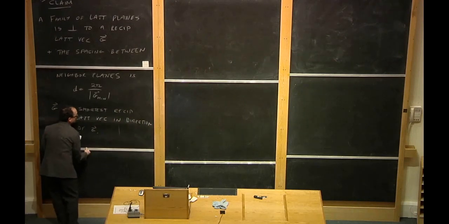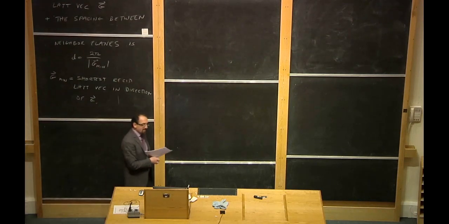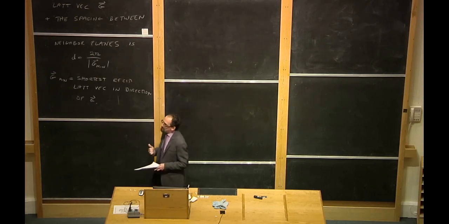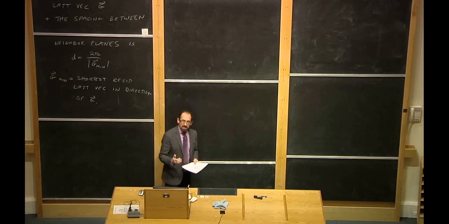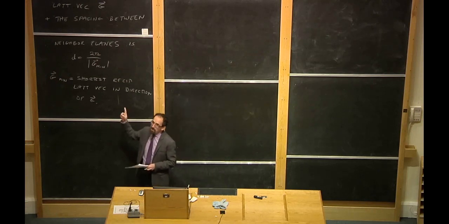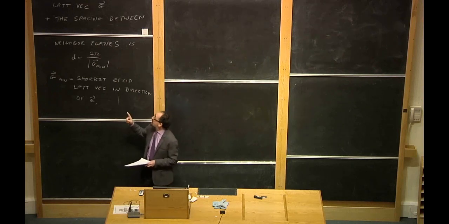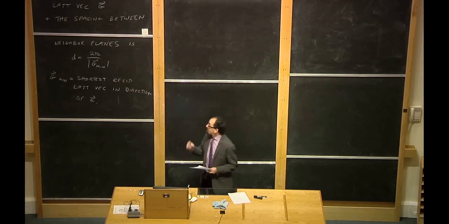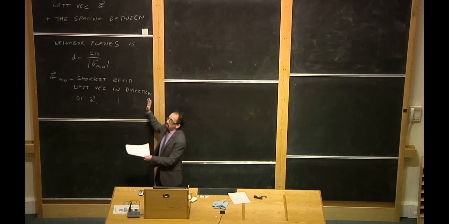Okay, this is an important statement. Every time we have a family of lattice planes, orthogonal to this family of lattice planes, there is a reciprocal lattice vector. And if you want to know the spacing between the lattice planes in the family of lattice planes, you find the shortest reciprocal lattice vector pointing in that direction. 2 pi over the absolute value of that shortest reciprocal lattice vector gives you the spacing between planes. Okay, this is a big statement.